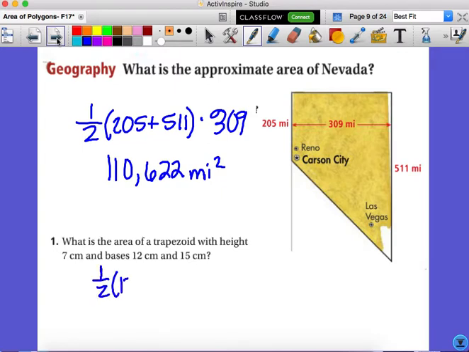So our 2 bases are 12 and 15, so we're going to find the average of those and then multiply by 7. So half of 12 and 15 times 7 gives me 94.5 square centimeters.